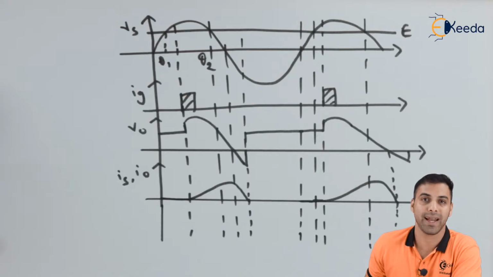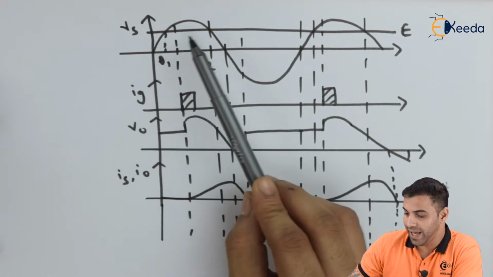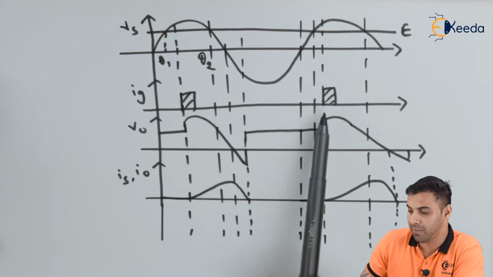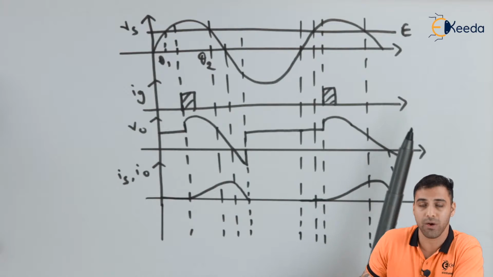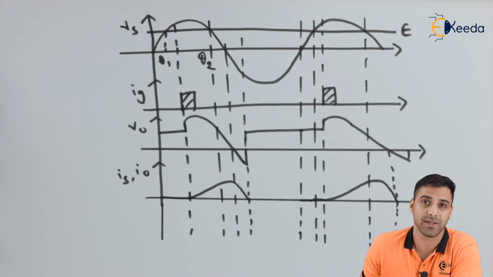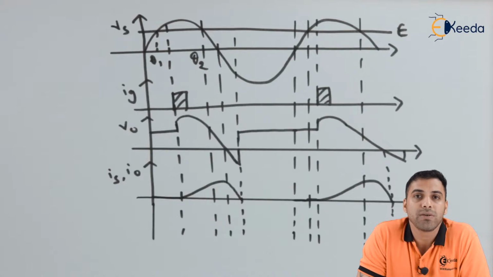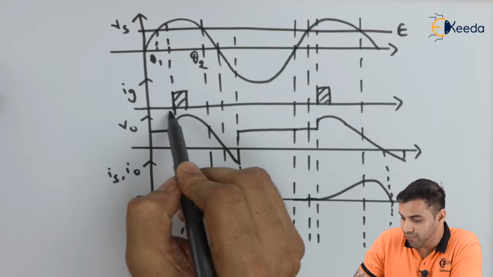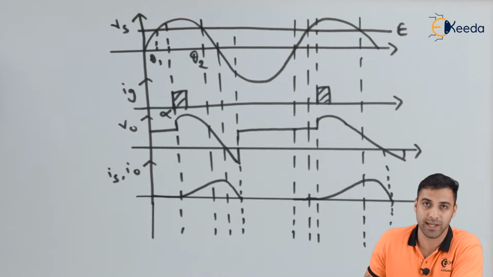Now friends, let's analyze the waveform. So Vs is the sinusoidal wave, and let Ig be the gate current which is applied across the gate terminal. Whenever the gate terminal of the thyristor is applied with an external voltage supply, Ig is the amount of current that flows which triggers the thyristor. Whenever we apply a gate current to the gate terminal of a thyristor, it gets triggered, and because of that the thyristor conducts. So let's say alpha is the angle where the thyristor is triggered.